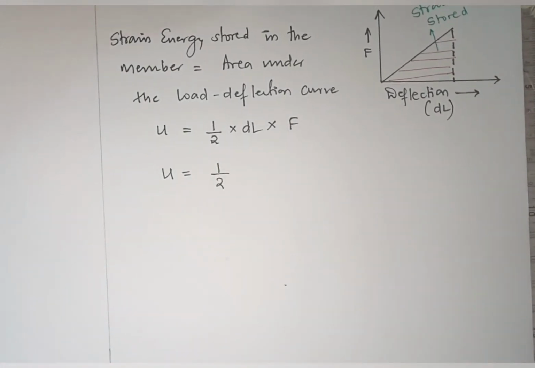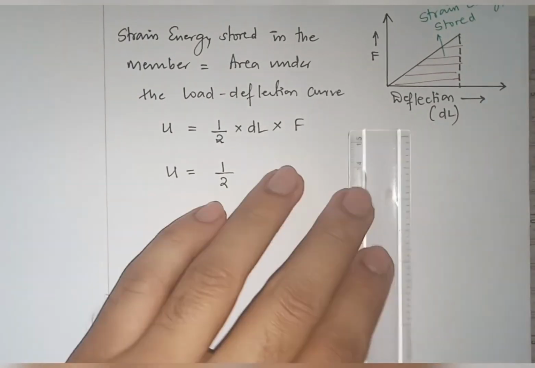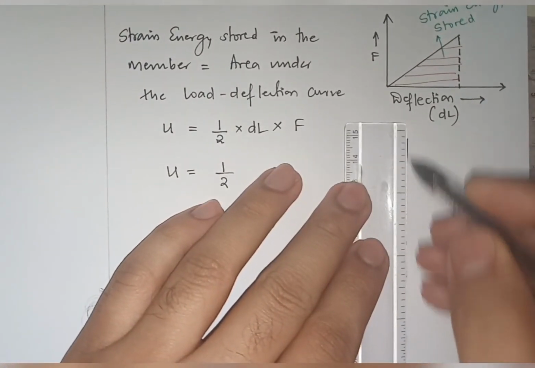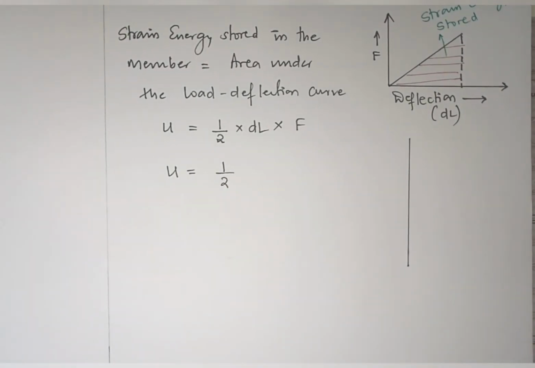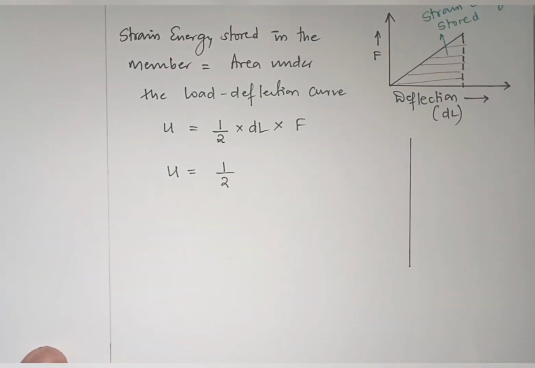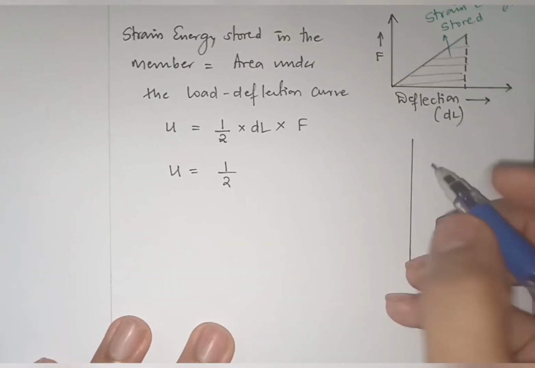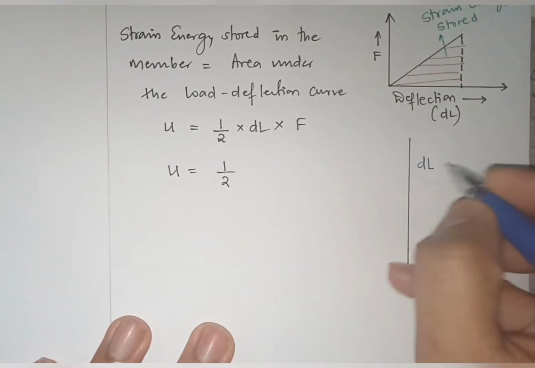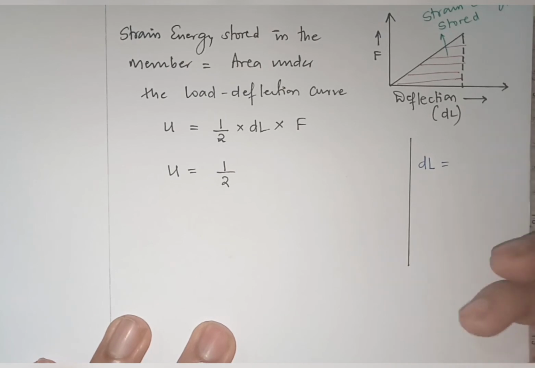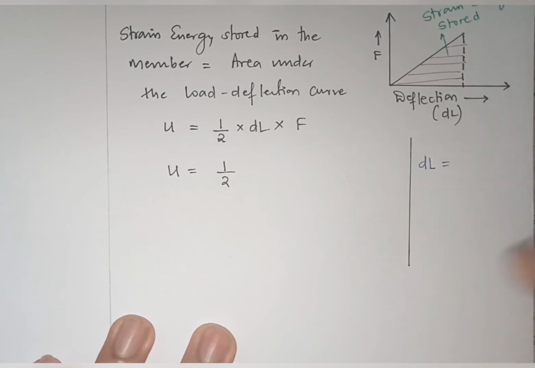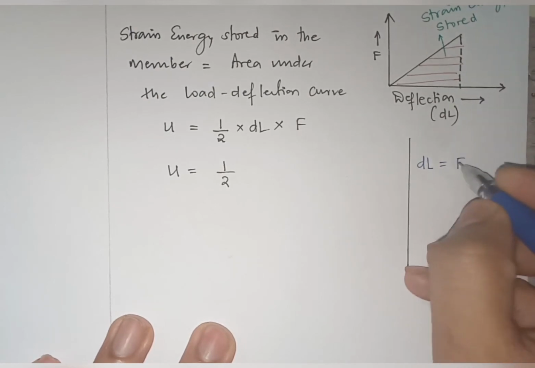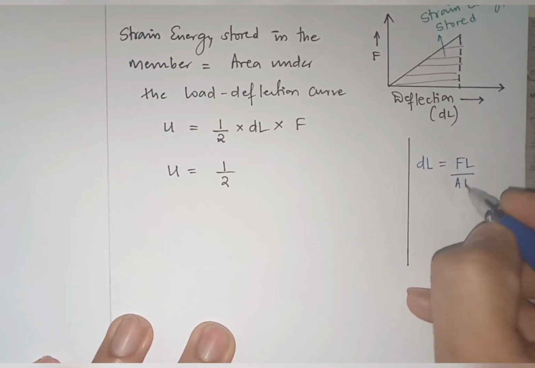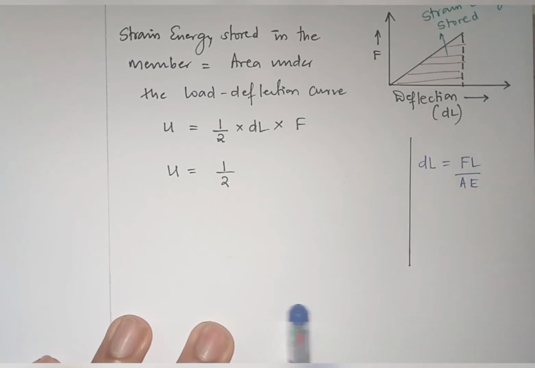Now I'll make some substitutions here. What are those substitutions? I'll just write it on this side. Very important substitutions, so please don't neglect this. We know that the deformation of an axial member, that is dl, the elongation, or you can call it deflection or deformation of an axial member, is given by FL upon AE.